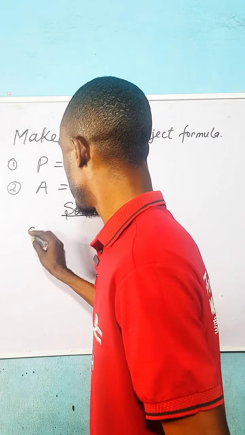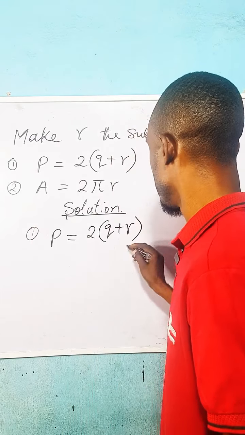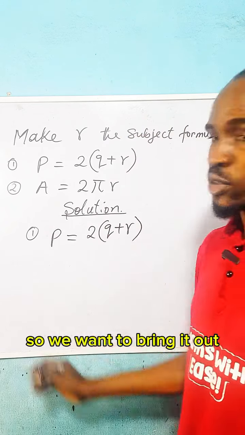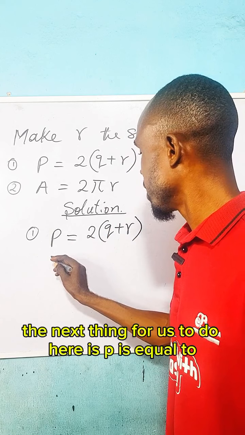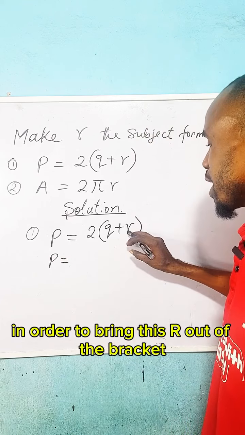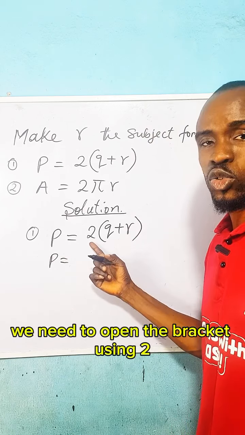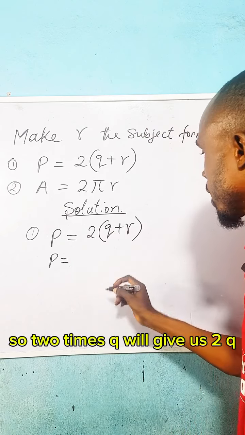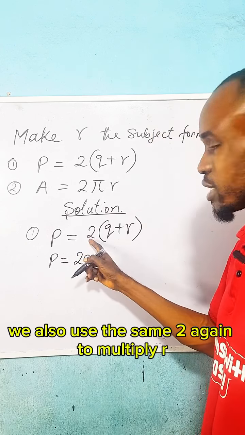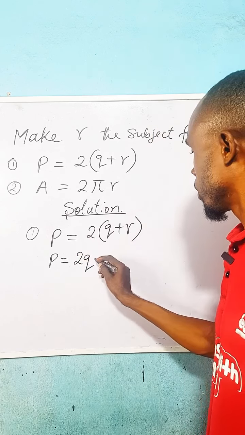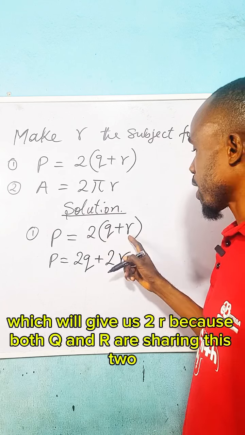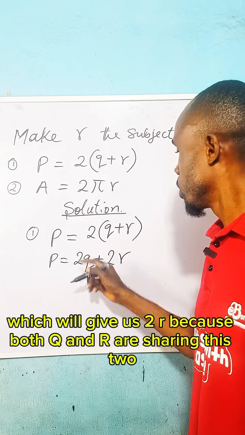Number one, this R is attached to Q and 2. So we want to bring it out. The next thing for us to do here is P is equal to, in order to bring this R out of the bracket, we need to open the bracket using 2. So 2 times Q will give us 2Q. We also use the same thing again to multiply R, which will give us 2R, because both Q and R are sharing these two. So what next?